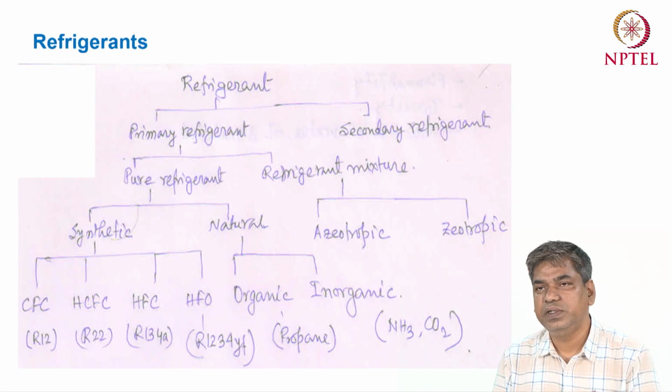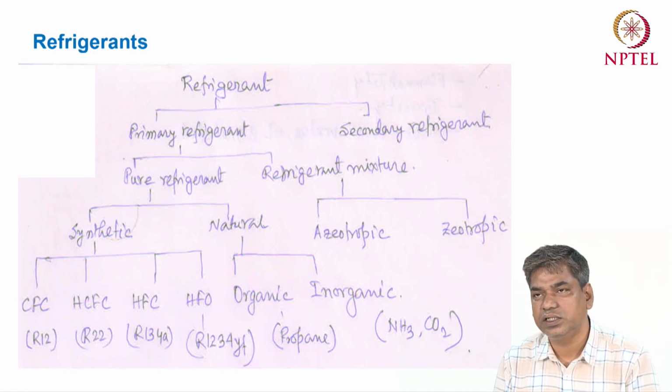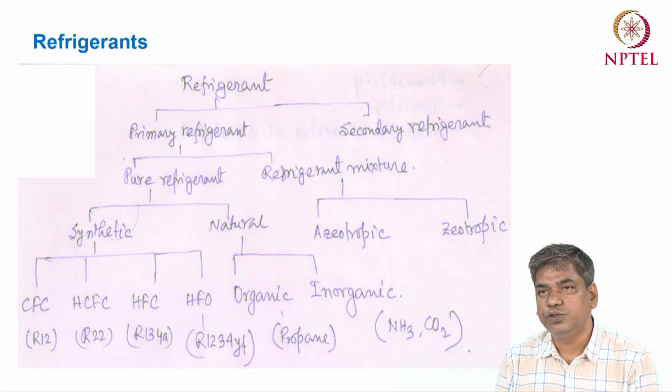And then refrigerant mixtures. Refrigerant mixtures can be classified into two groups. One is called the azeotropic mixture, another is called the zeotropic mixture. Some mixtures can behave like a pure refrigerant, and that is called an azeotropic mixture, and the other mixtures of refrigerants are called zeotropic mixtures.